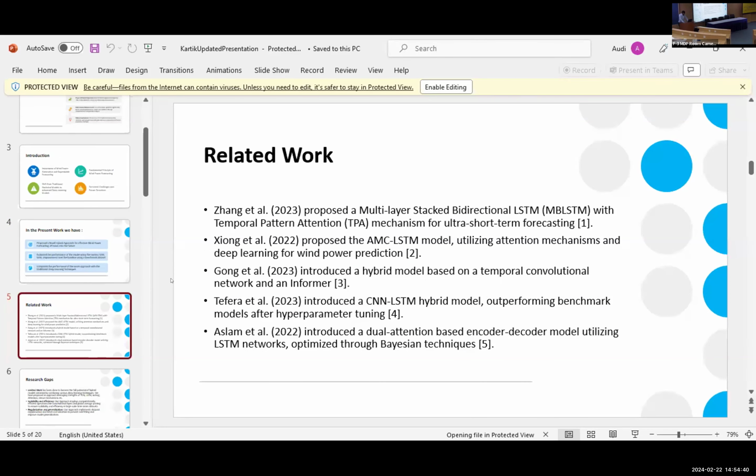The related works. In the recent past, various works have been done, like by Zhang et al. He proposed a multi-stack layered bidirectional LSTM model with temporal pattern analysis. By Xiong, an attention mechanism and LSTM hybrid model. By Gong, a hybrid model based on temporal convolution network and an informer. And Tefra and Aslam have also proposed some hybrid models.